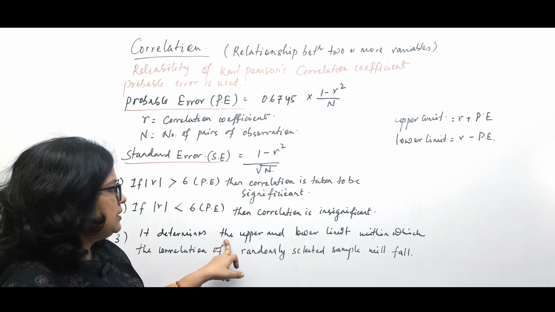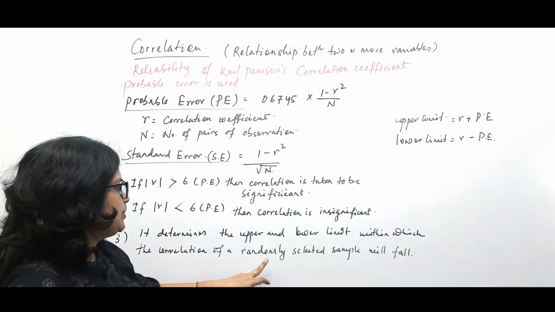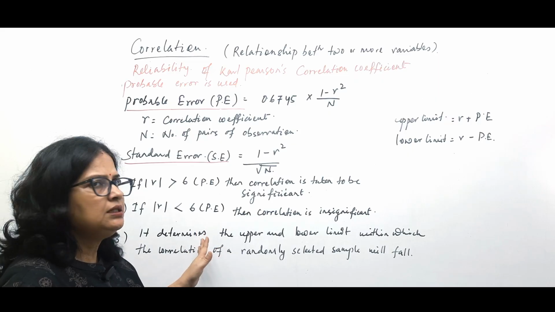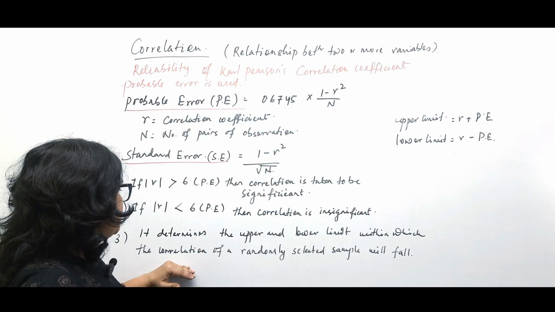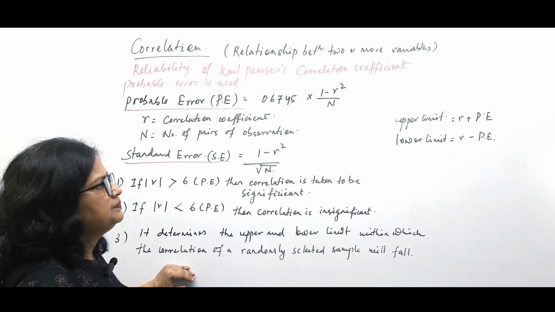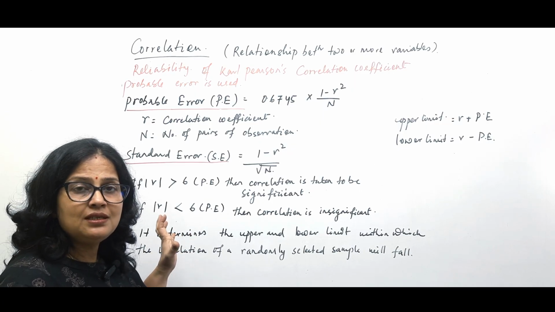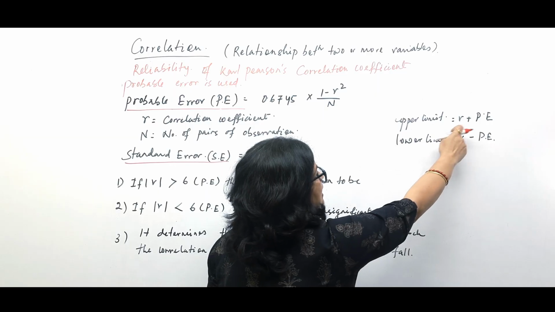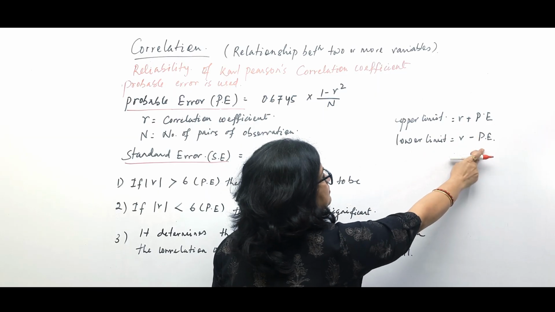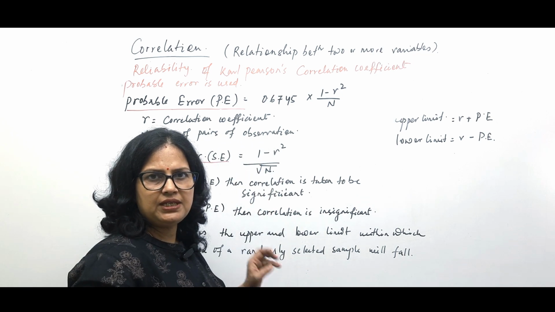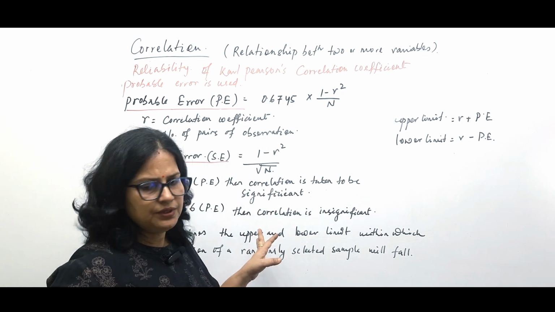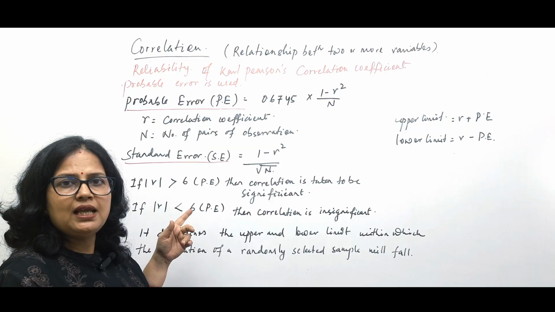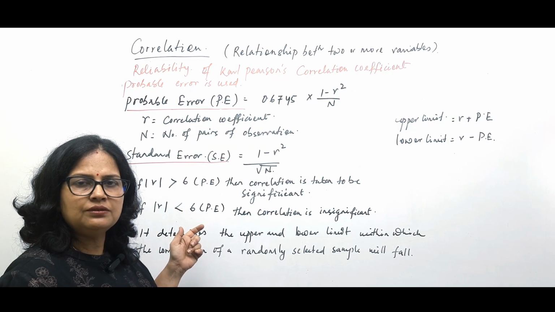It determines the upper and lower limit of the correlation of a randomly selected sample. If you select a sample randomly, it can also determine the upper limit and lower limit within which the correlation between the variables exists. We find that by applying the upper limit as r plus PE and lower limit as r minus PE. Let us take one example and see how we solve it with the help of probable error.